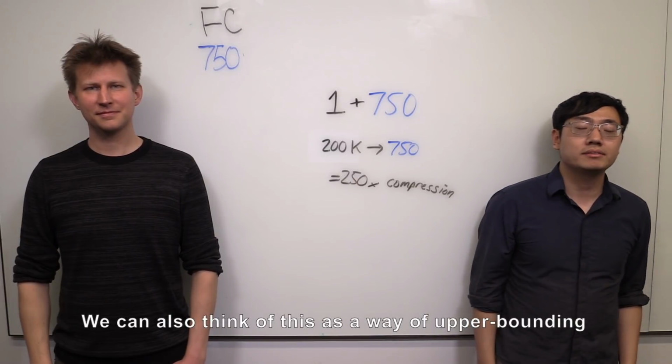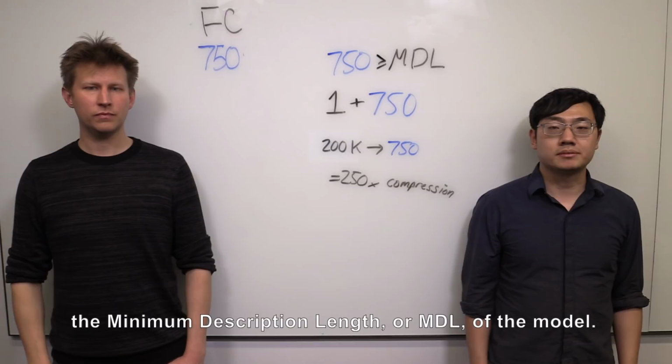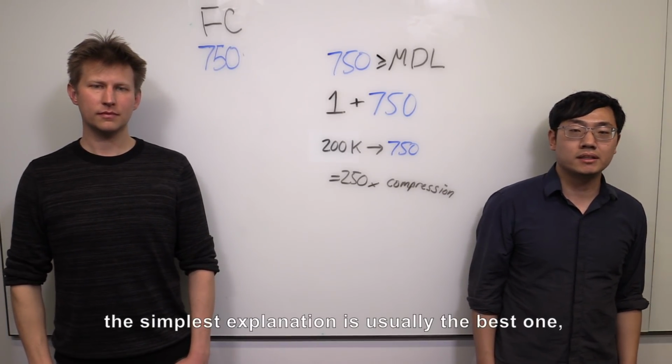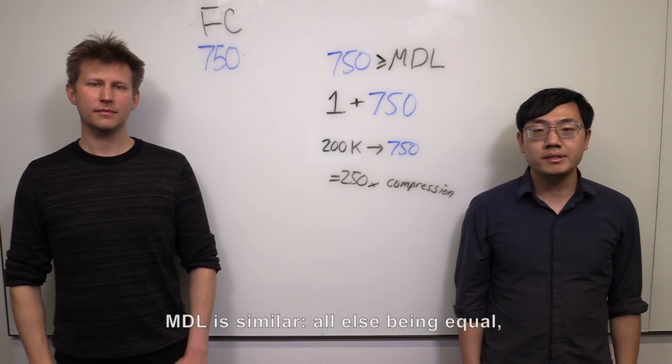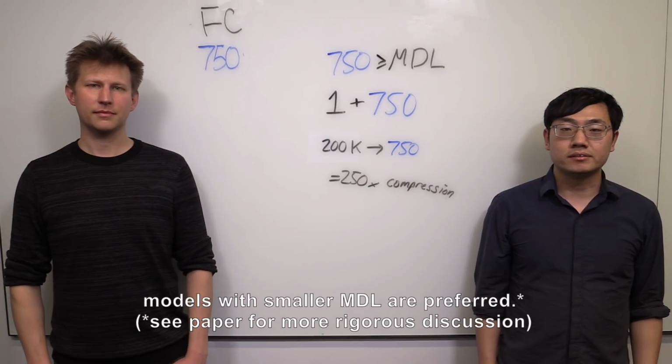We can also think of this as a way of upper bounding the minimum description length, or MDL, of the model. If you are familiar with Occam's razor, which states the simplest explanation is usually the best one, MDL is similar, all else being equal. Models with smaller MDL are preferred.